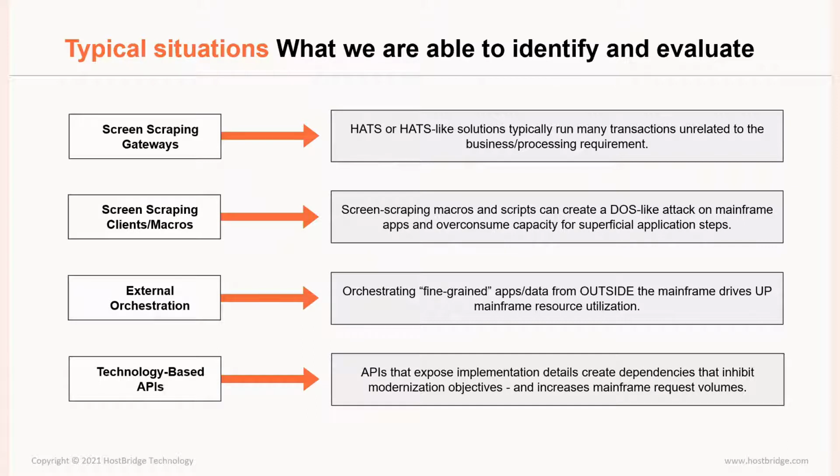Now, let me peel the onion just a little bit deeper, if I might. Screen scraping gateways, products like HATS, such as Legacy from Rocket, typically run a lot of transactions that are really unrelated to the business processing requirement. It's exactly what we saw where a macro was written. And what did it do? It pressed the clear key between every meaningful step in the business process. And it was not operationally necessary. It was just a giant sucking sound on their CPU.